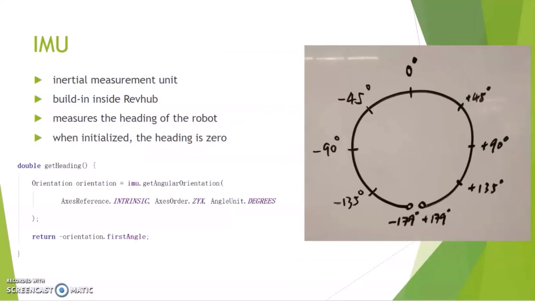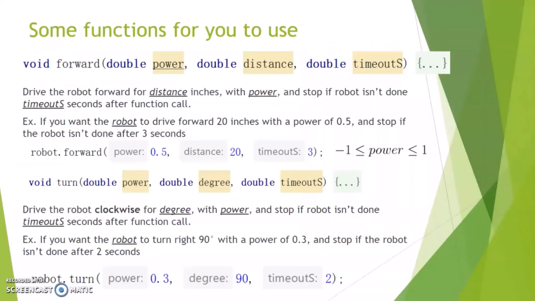IMU, which stands for Inertial Measurement Unit, is a measurement tool built inside of the Rev Hub. It measures the heading of the robot, and when the robot is initialized, the heading is 0. IMU is an important tool used for rotation and maintaining a straight path in autonomous. Here are some functions for you to use if you are programming autonomous in OnBot. Feel free to pause and use them as a reference.